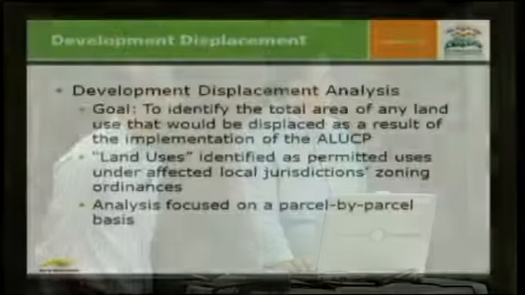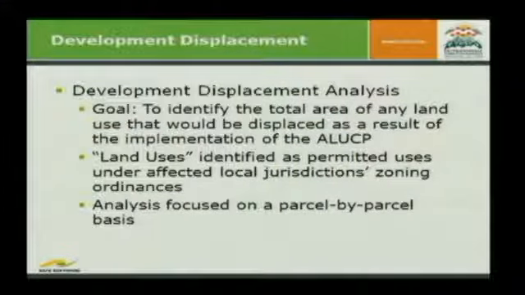And so we had to prepare development displacement analyses for each of our ALUCPs, and our goal was to identify the total area of any land use that would be displaced as a result of the implementation of the ALUCP. And for land uses, we brought it down to basically the bottom level that we possibly could, which was to identify each permitted use that was allowed under the zoning designation in the affected jurisdiction. And we focused on a parcel-by-parcel basis. So what we wanted to determine was which of these permitted uses would be allowed and would not be allowed for each parcel. And we grouped it into 4 general categories.